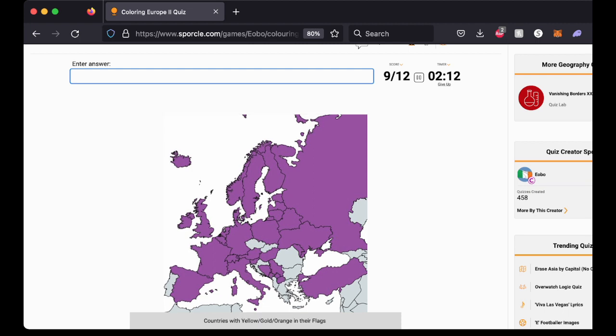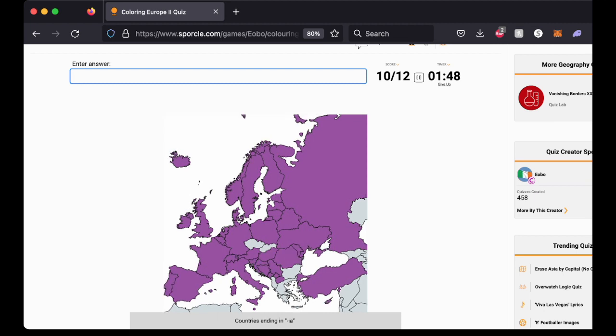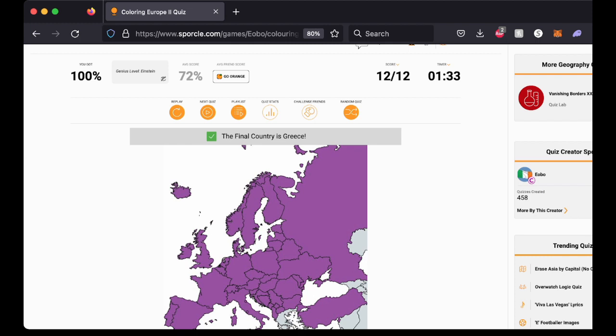Countries with yellow, gold, orange in their flags. Albania and Greece would not work. Bulgaria wouldn't work. I think Portugal has some yellow in its flag. Countries ending in IA, well, that'd be Bulgaria. Final country, so that would be Greece. Okay, so we've painted Europe.